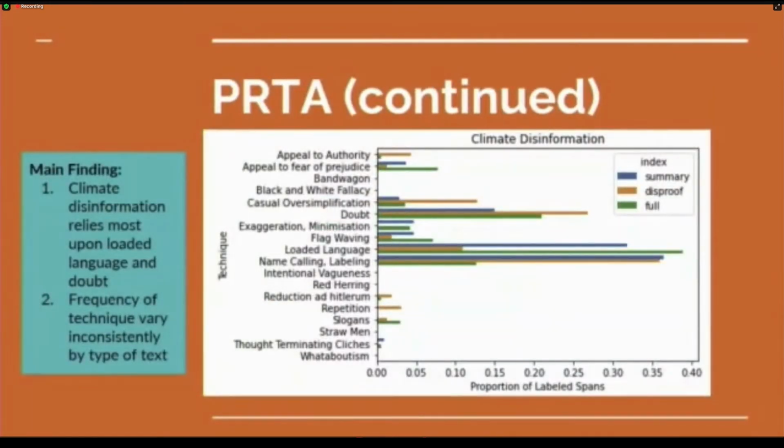When the results from PRTA are normalized and aggregated, they look like this. Using each bar, you can compare how much of the labeled spans belong to each category of technique in the chart below. By examining this, we can see that there is great variation in the technique used by news analysts in the summary and disproofs, as well as that used by the original author in the full text of disinformation.